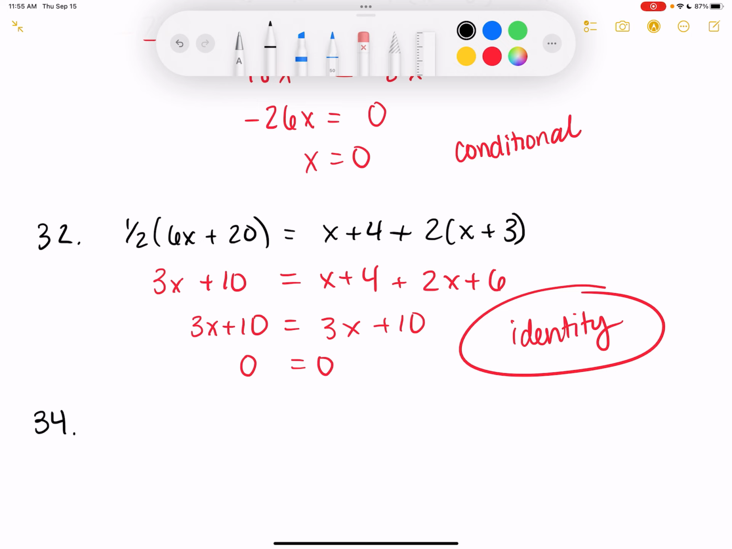34. Hopefully these aren't all repetitive because I don't actually know what the answers are. I don't have them all worked out. So hopefully they give us a variety in here and not all the same one. -8 times x plus 5 equals -8x minus 5 times x plus 8.